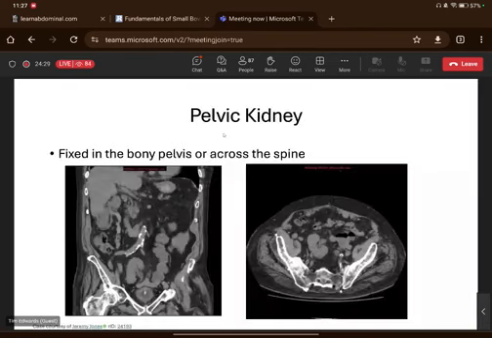Pelvic kidney. So this is a kidney which is, as it says, within the pelvis and hasn't completed its ascent. So it's fixed. And as we can see on here, you can see the morphology of what appears to be a normal kidney, just lower in the pelvis, adjacent to the SI joint and the pelvic bones. So that's quite an easy one to be aware of.